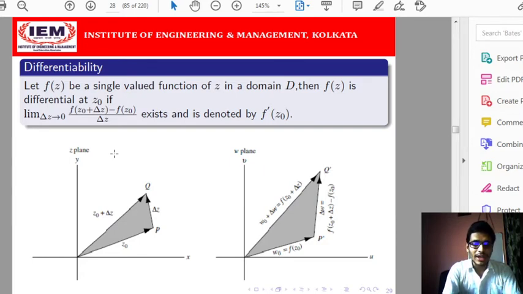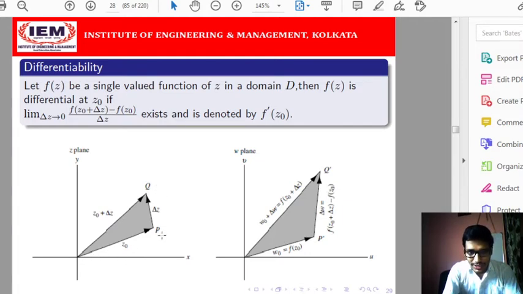You know the triangle law of vectors. I have told you that you can represent a complex value as a position vector. So what is z0? The position vector of z0 is say P. We are taking a small increment in the direction of z0, that is z0 plus del z, and that is Q. So del z actually is the increment from z0 to z0 plus del z. In that way I can represent the increment of the independent variable in the z plane.